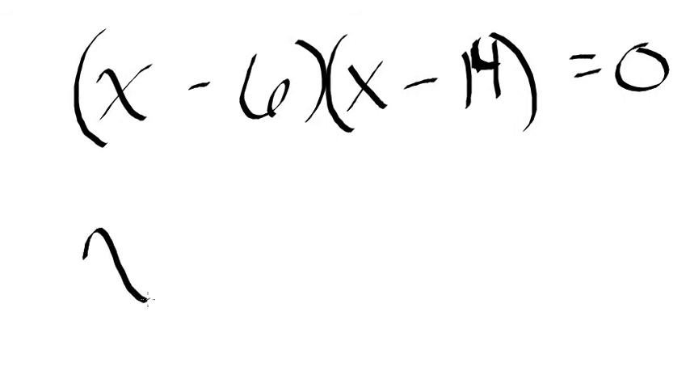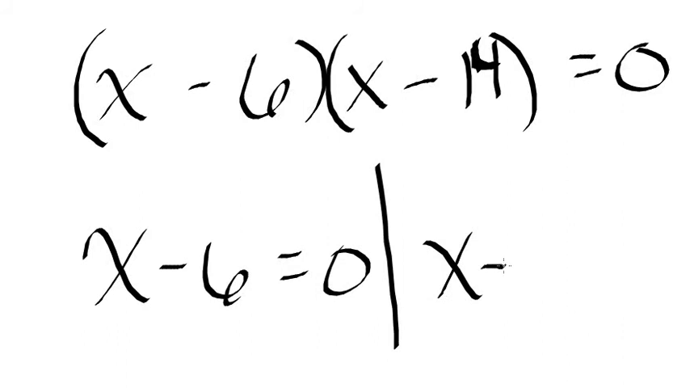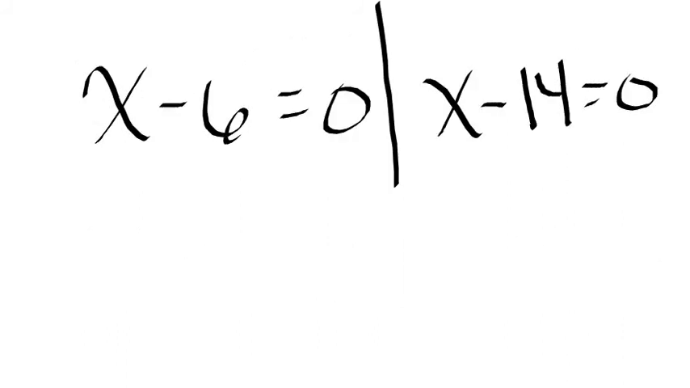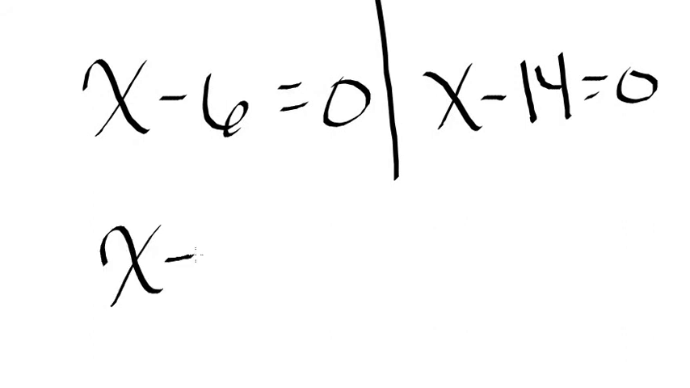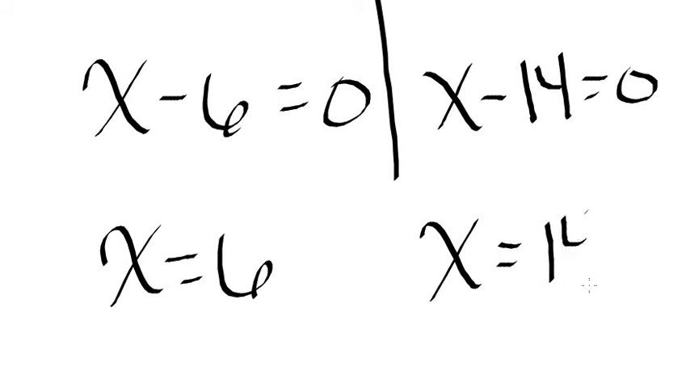9 minutes. Boy, I made that prediction wrong, didn't I? I think I said 5 in the beginning. That's how long it took to do this problem. All right, where are we at? x is equal to 6, possible solution, x is equal to 14. So these are your two possible solutions.